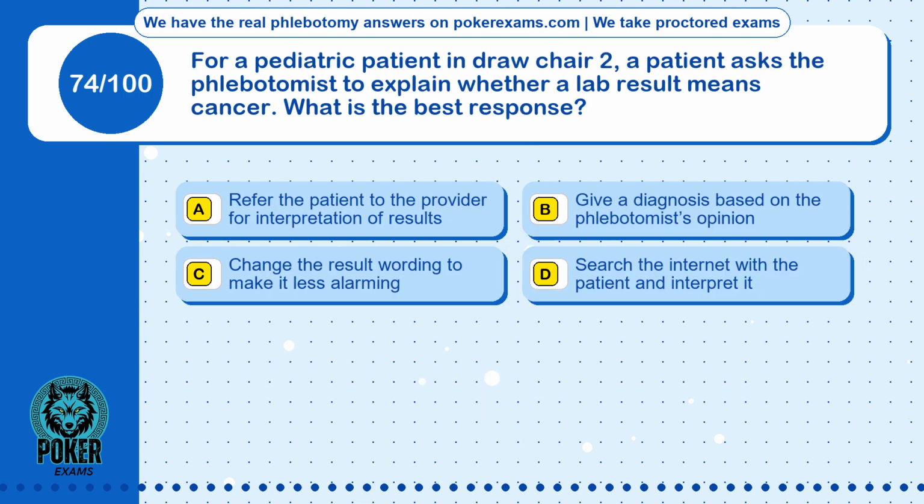Question 74. For a pediatric patient in draw chair 2, a patient asks the phlebotomist to explain whether a lab result means cancer. What is the best response? Option A, refer the patient to the provider for interpretation of results. Option B, give a diagnosis based on the phlebotomist's opinion. Option C, change the result wording to make it less alarming. Option D, search the internet with the patient and interpret it.